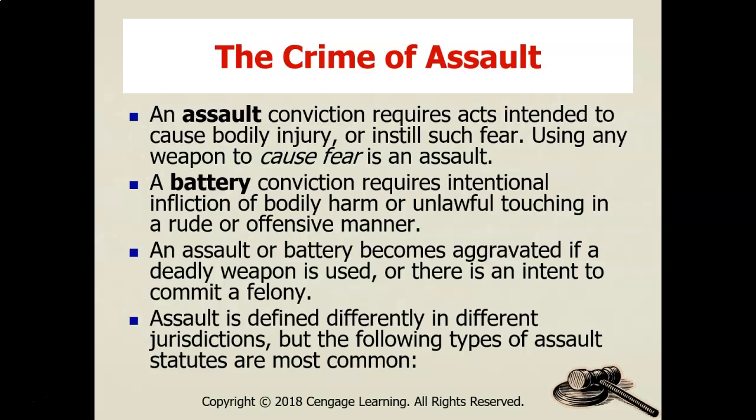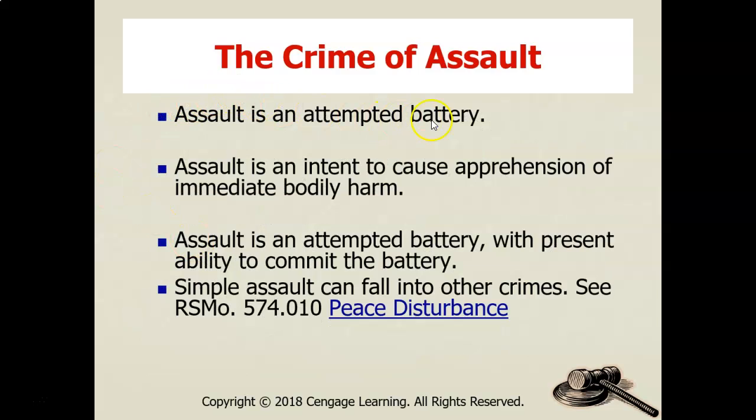Assault is defined differently in different jurisdictions, but the following types of assault statutes are most common. Assault is an attempted battery. Assault is an intent to cause apprehension of immediate bodily harm. We just read that. Assault is an attempted battery with present ability to commit the battery. So can the person actually do what they say they're going to do? If a person calls you on the phone and says, I'm going to hit you in the nose, they really don't have the present ability. But if they're standing right in front of you and say the same thing, definitely they have present ability.